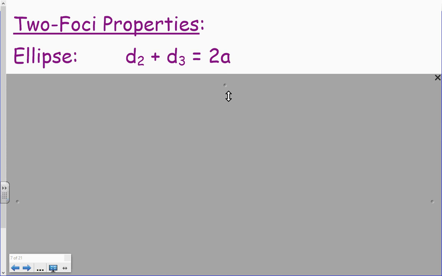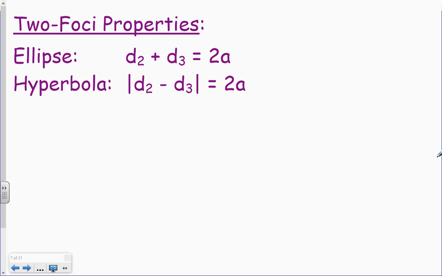All right, there's several properties that I want to go through here with you, in particular with the ellipse and hyperbola, but we'll see some other properties show up as well. For an ellipse, when you measure your D2, the distance from your point xy on your ellipse to the closest focus, and D3, the distance to the furthest focus, when you add those two up, you end up with 2a, twice the major radius.